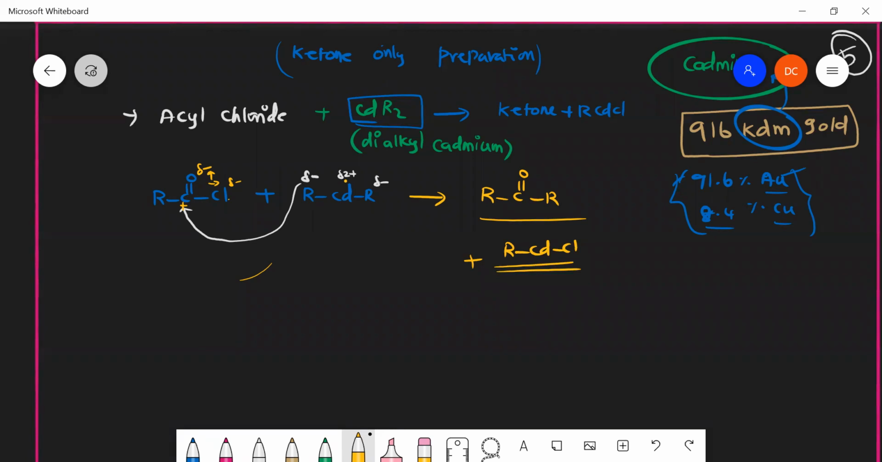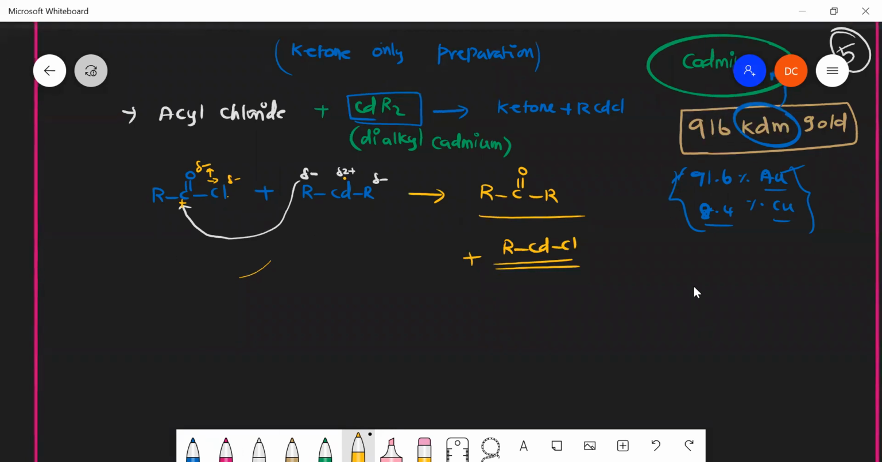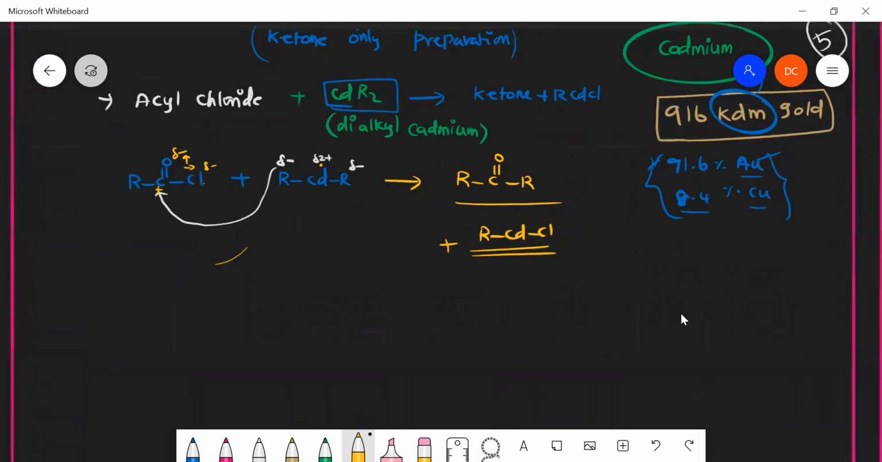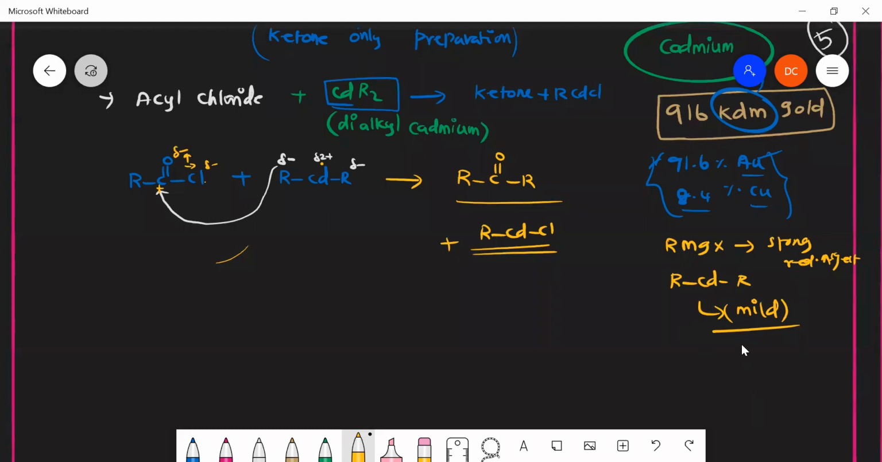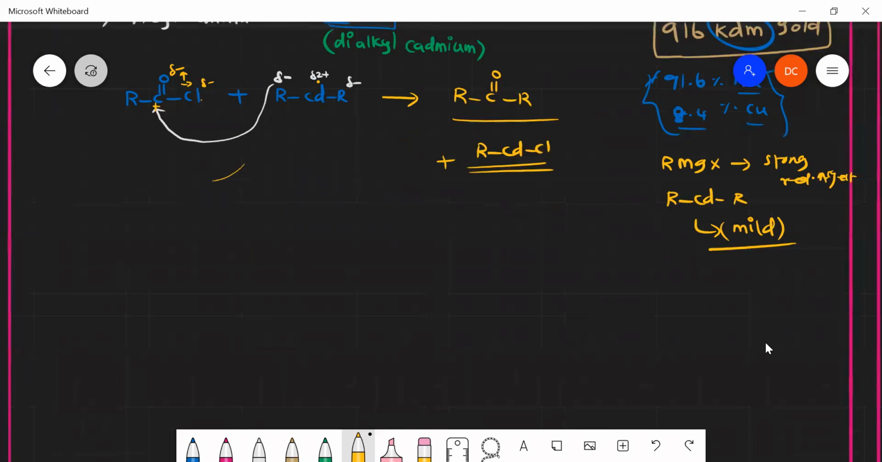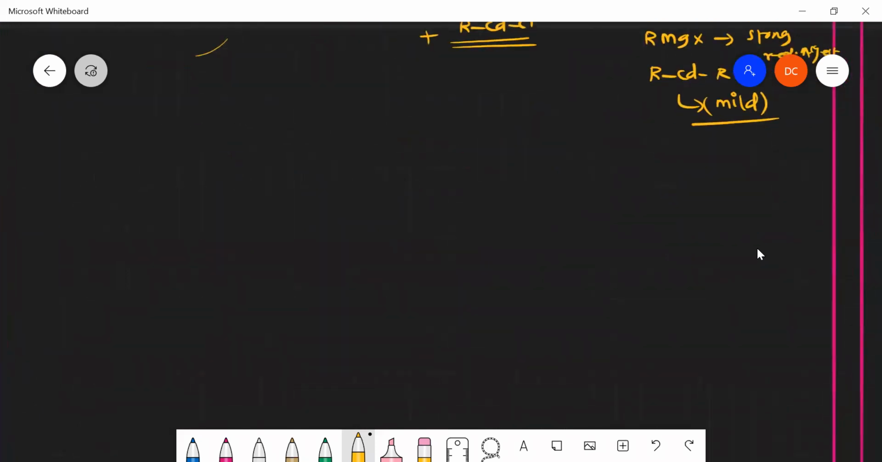So likewise, we have to use this. Here it is like a Grignard reagent, RMgX, here R2Cd. It is a somewhat strong reducing agent, the Grignard reagent. We know that, but here it is a mild one. For that mild one only, we have to use it to prepare a ketone as a product. From dialkyl cadmium, I can get the ketone formed as a product.